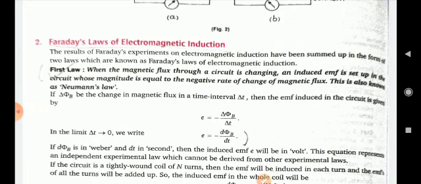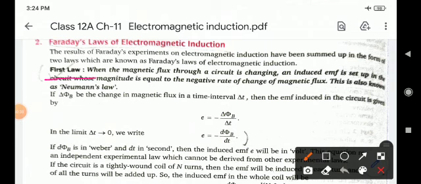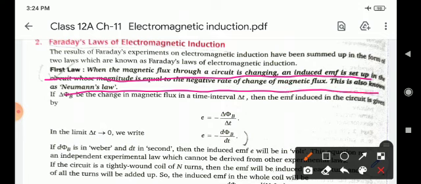The results of Faraday's experiments on electromagnetic induction have been summed up in the form of two laws, known as Faraday's laws of electromagnetic induction. First law, a very important part: when the magnetic flux through a circuit is changing, an induced EMF is set up in the circuit whose magnitude is equal to the negative rate of change of magnetic flux. This is also known as Neumann's law. Very important part of Faraday's laws.